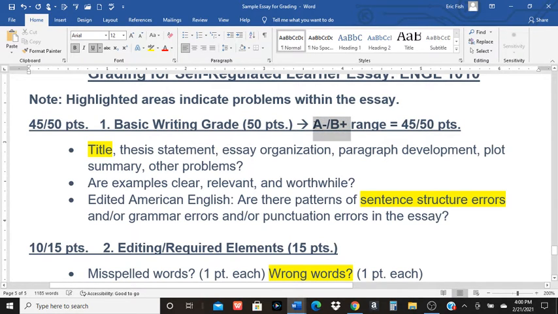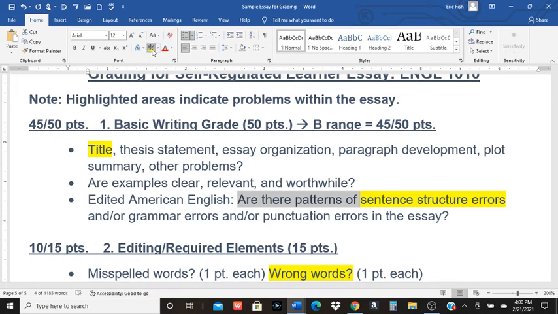Generally with sentence structure errors, particularly a pattern of sentence structure errors, go and highlight that whole thing there. It's going to bring it down to the B minus, C plus range. But if he has everything else going pretty well, he might keep it there in the B plus, B minus range. That'll be about 42, well, actually it'd be a 41 out of 50, 82%. And that's kind of the basic writing grade.